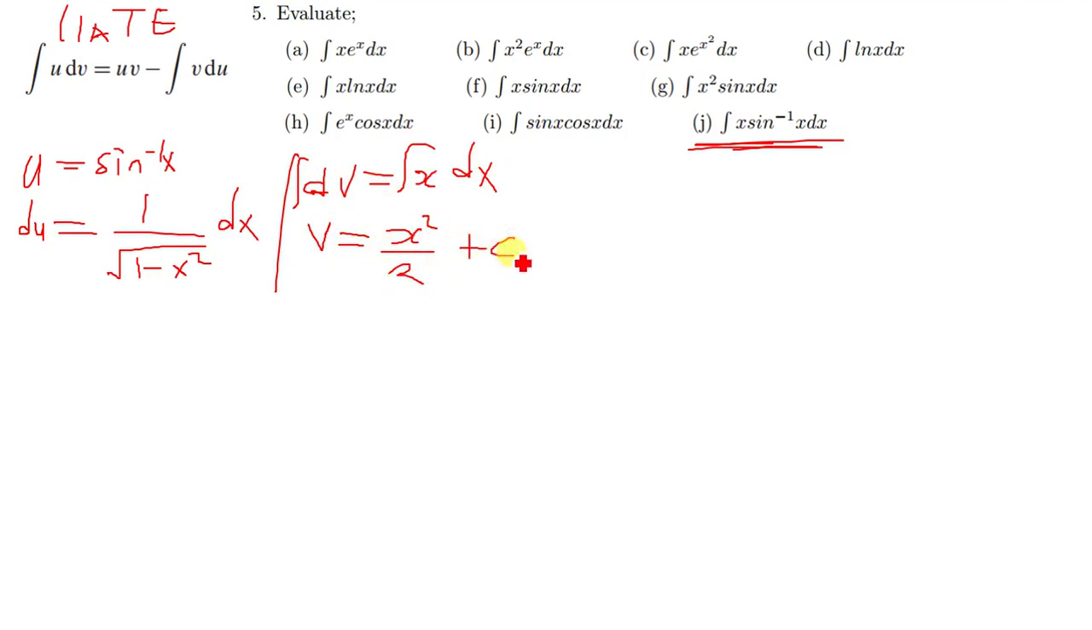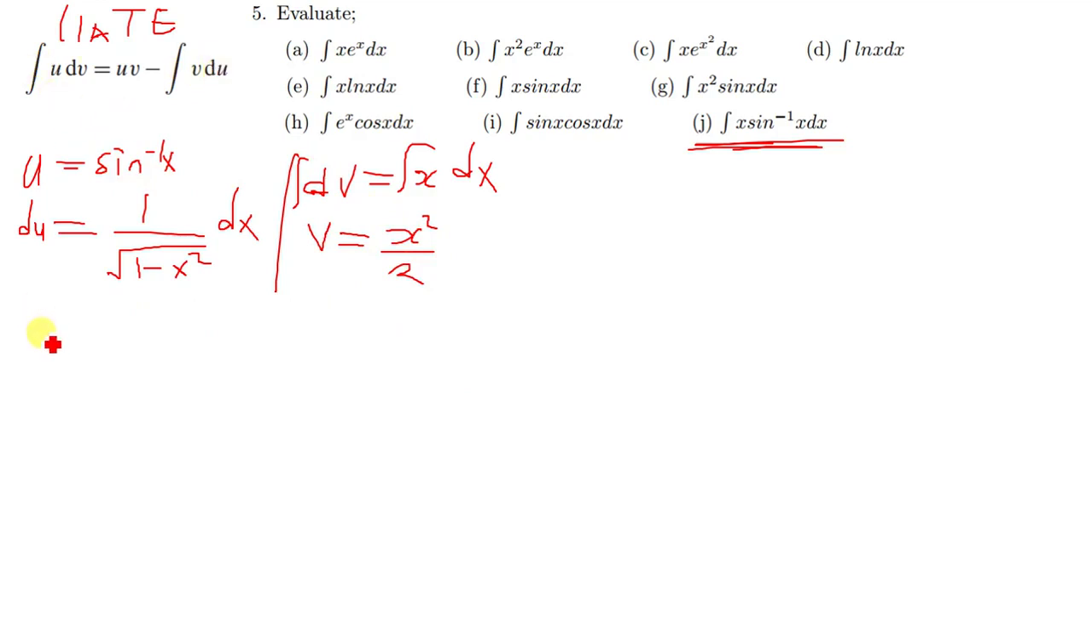Oh sorry, in this case we're not going to add c. So x squared over 2. Then we proceed. This is going to be your v. Then we just add them in that equation now.